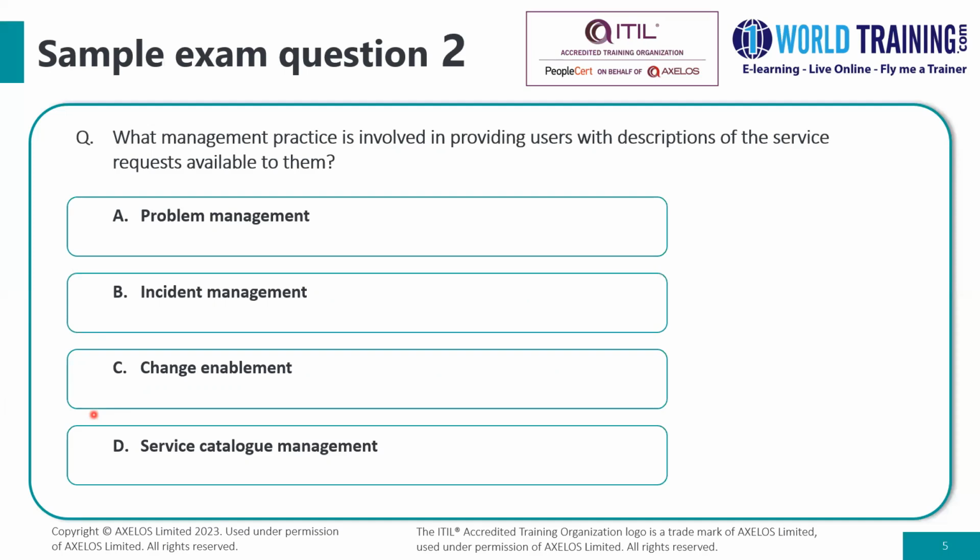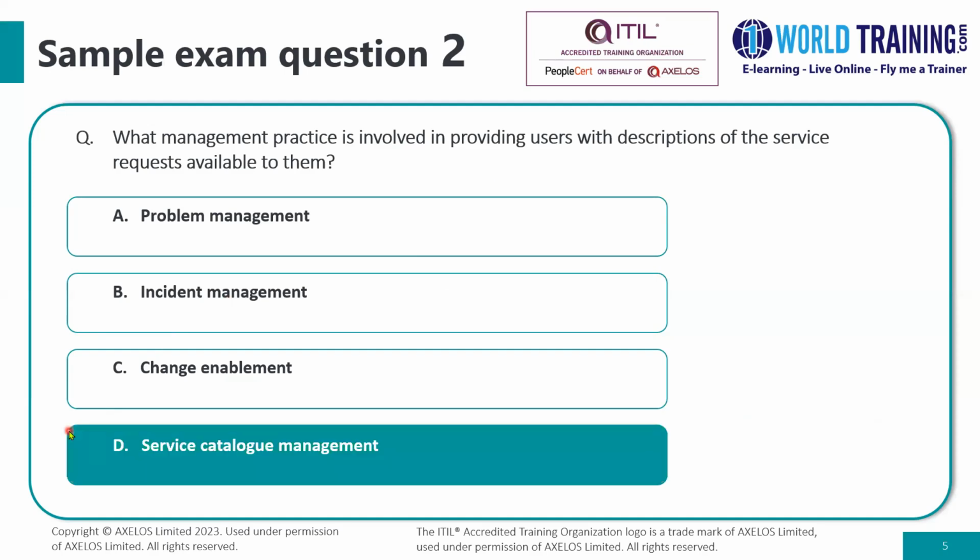While the previous question requires a lot more memory recall and understanding, this one is more straightforward. It is about providing users with descriptions. Therefore, we can safely say it will be the option D, service catalog management. And it is important to ensure that the requests are correctly described in the request catalog, and that the catalog is available to users. And this is achieved in conjunction with the service catalog management practice.